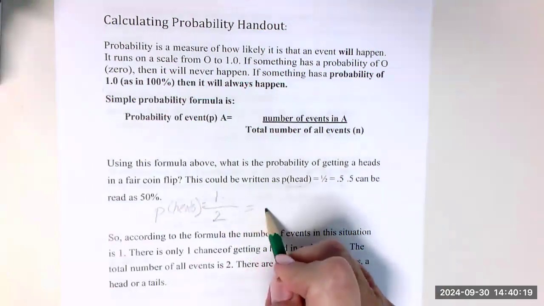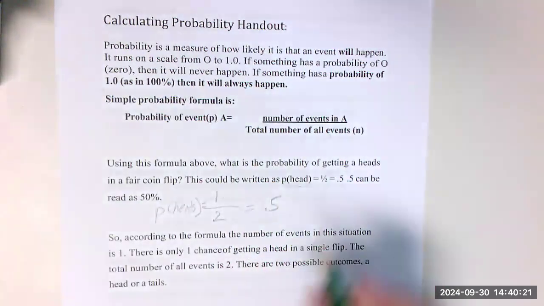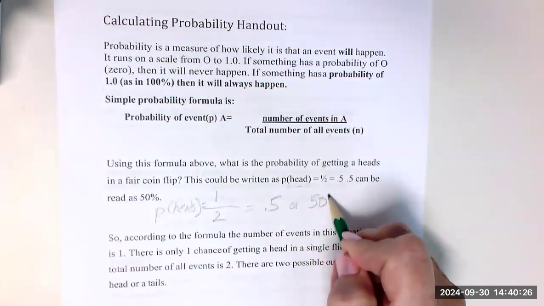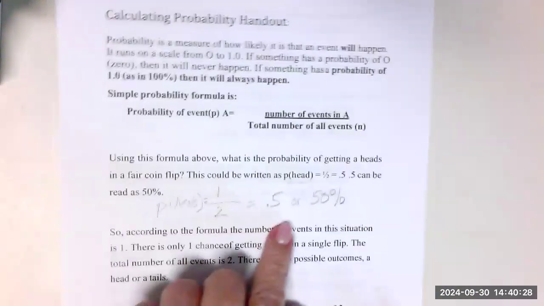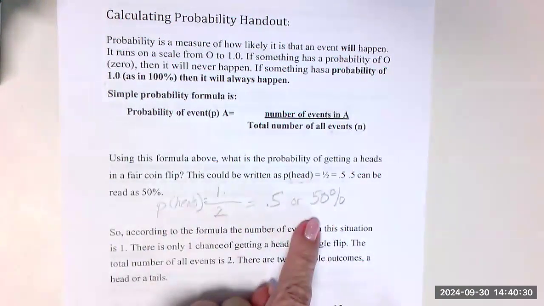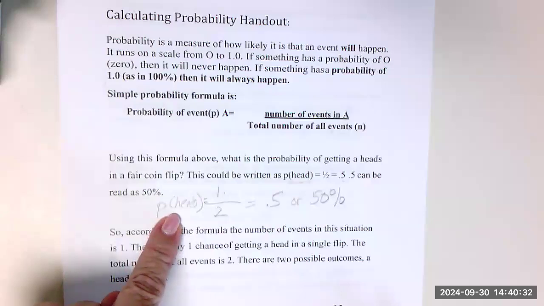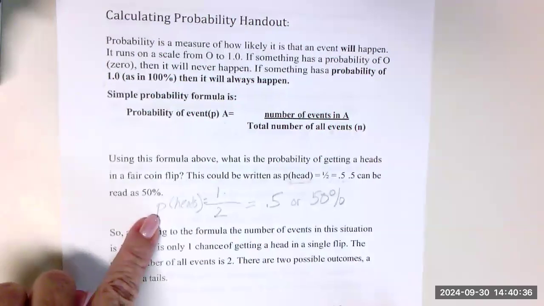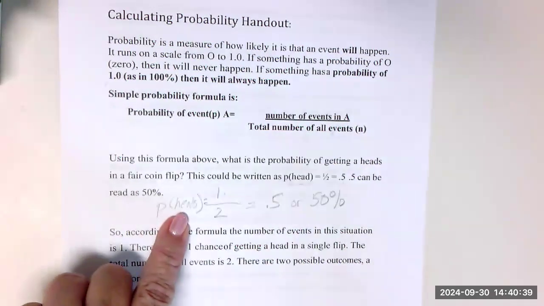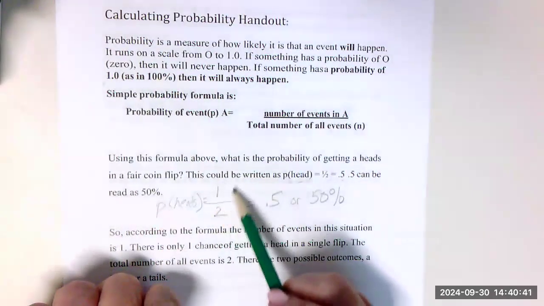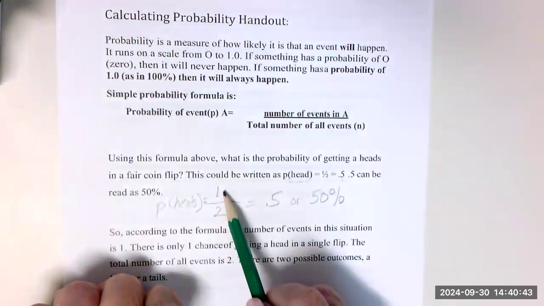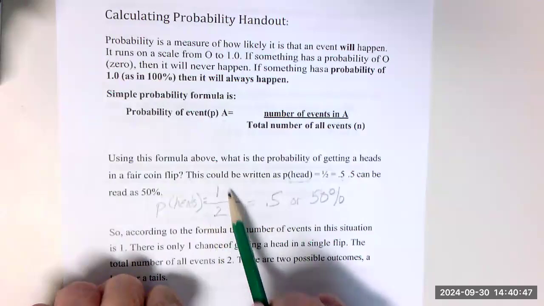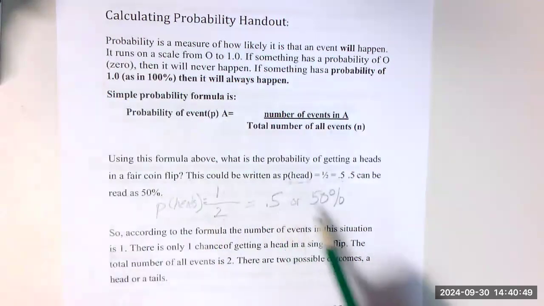If you pop it in your calculator, you're going to see 0.5, and you can change that into a percentage. So you have a 50% chance in a fair coin flip of getting a heads. Makes sense. Same with getting a tails. If I asked what's the probability you'll get a tails, well, you have 1 chance out of a coin flip of getting a tails. There are 2 possible outcomes, so 1 out of 2 is 0.5 or 50%.